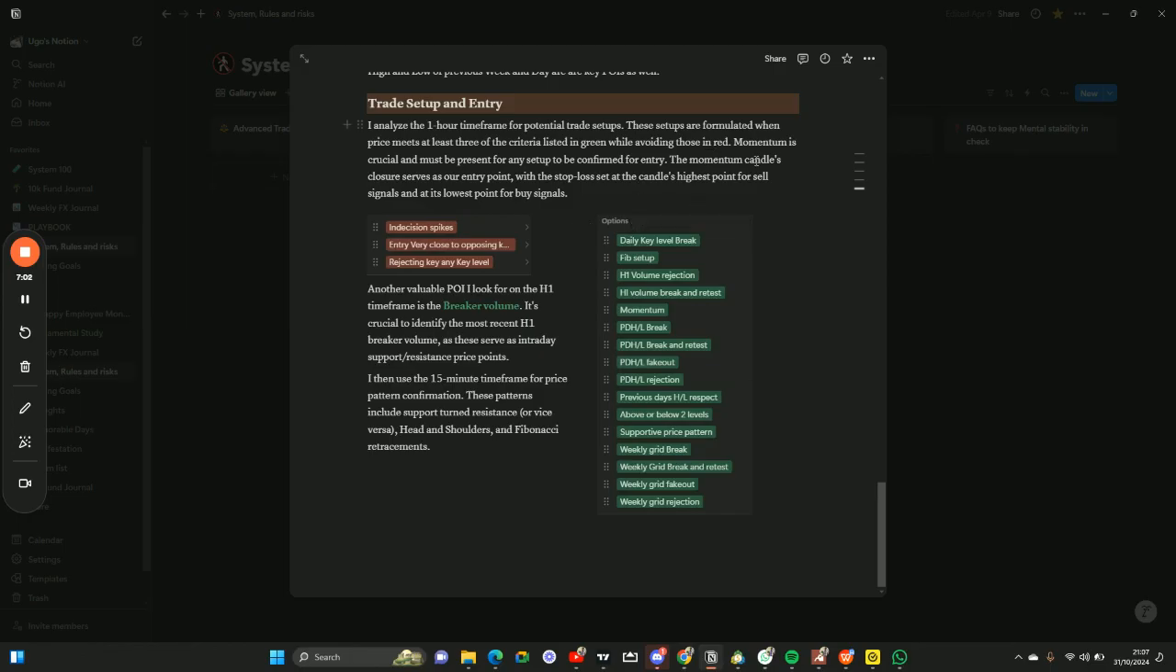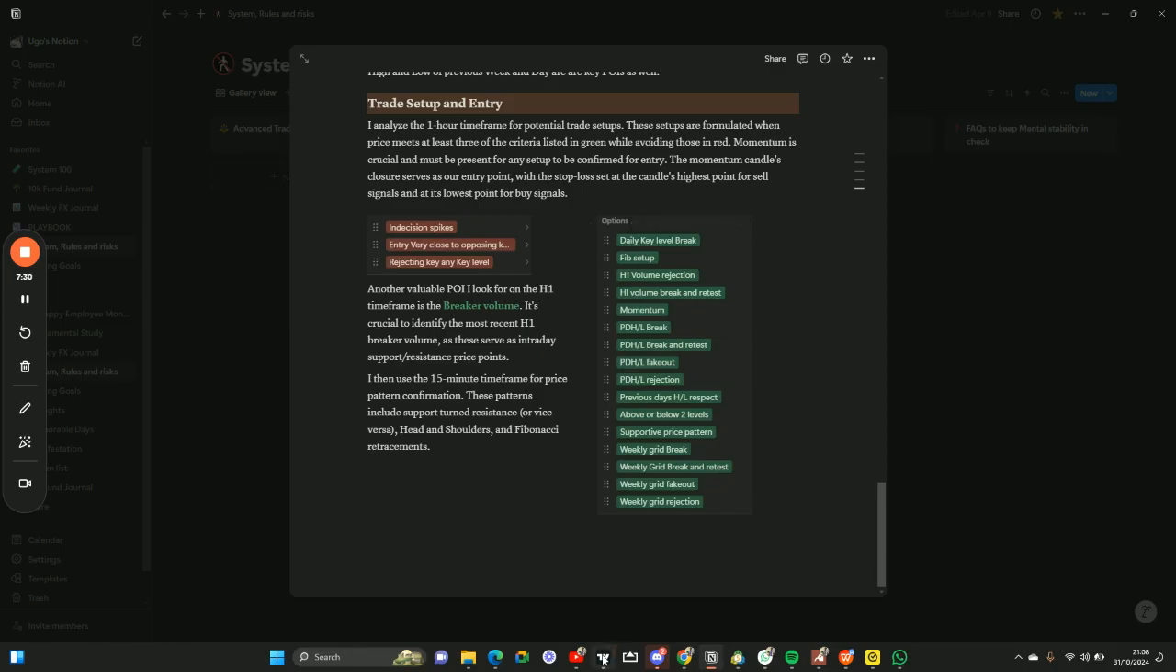Okay, so the momentum candle's closure serves as our entry point. While we're waiting for this moment, while we're looking for this momentum, is this candle now. The momentum candle is what serves as our entry and also our stop loss. If you see a momentum candle, the low of that momentum candle is going to be our stop loss, and the closure of that momentum candle is going to be our entry.